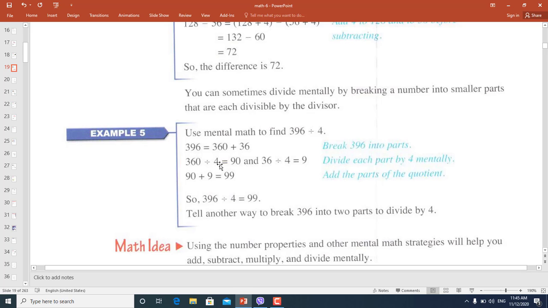360 divided by 4 is 90, because we have 36. 36 divided by 4 is 9, and 0 we put down, and 36 divided by 4 is 9. After that, these two answers we add together. 90 plus 9 is 99.